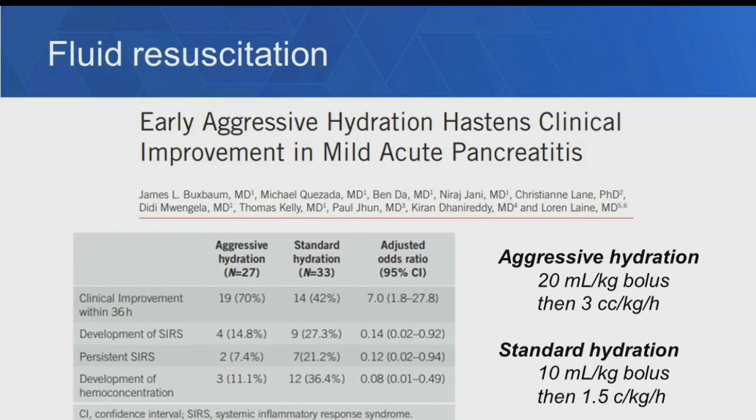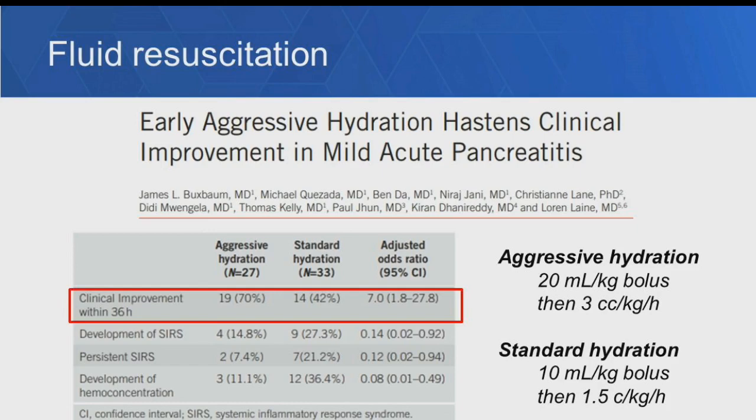Buxbaum and group, they compared the use of aggressive hydration and standard hydration in the management of acute pancreatitis. And with aggressive hydration, they mean giving a 20 ml per kilogram bolus of fluids, then 3 ml per kilogram per hour continued maintenance fluids. And in the standard hydration arm, it is a 10 ml per kilogram bolus, followed by 1.5 ml per kilogram per hour maintenance fluids.